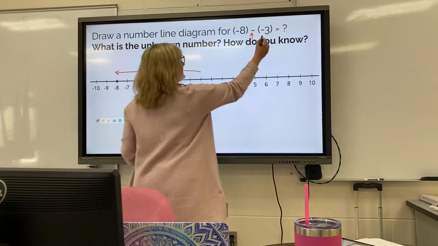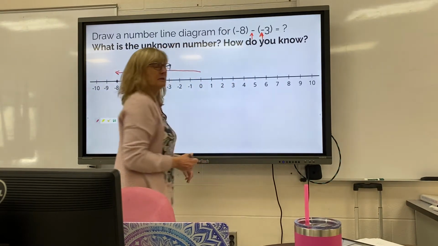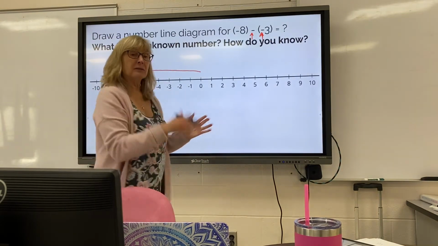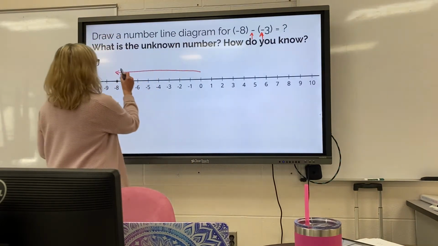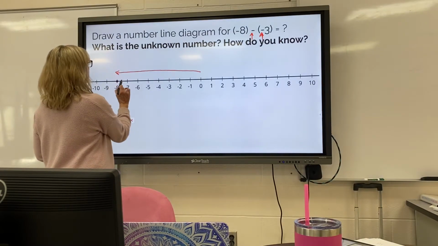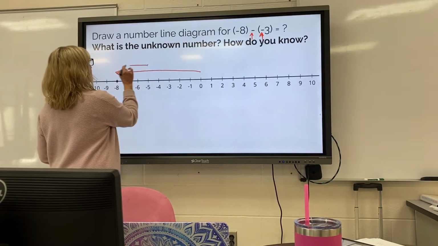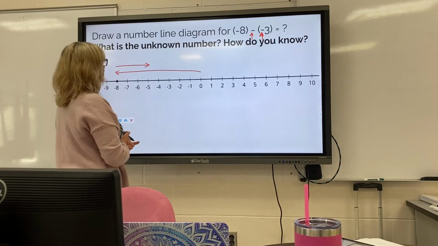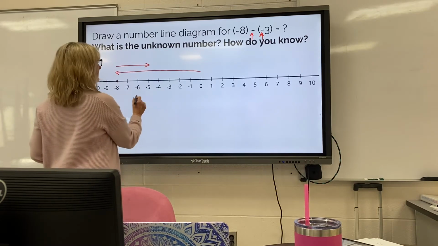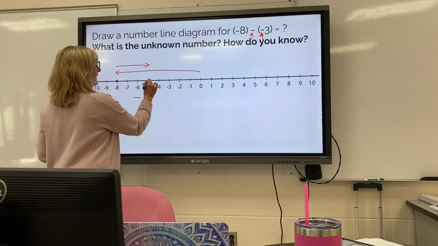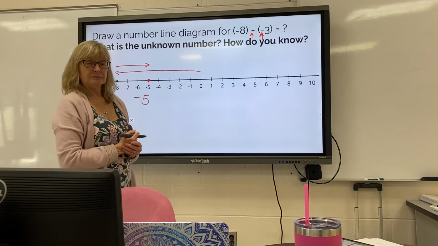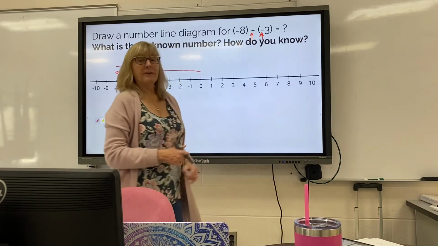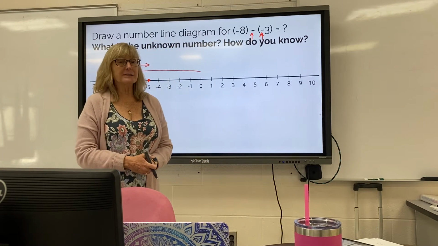But what does this make me do? Go backwards. It makes me go right. It turns me back around to go right, and I'm going to go right 3. 1, 2, 3. So I'm going to go right 3. So my answer is -5. Because this double negative actually makes a positive.